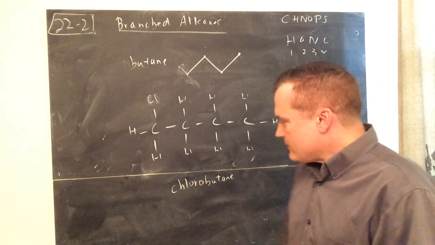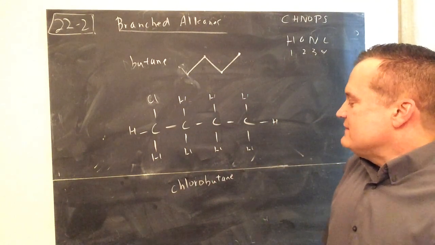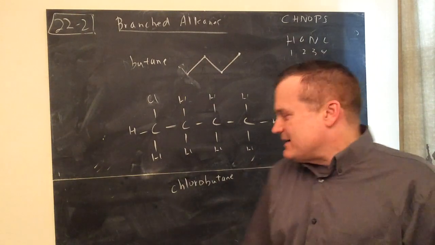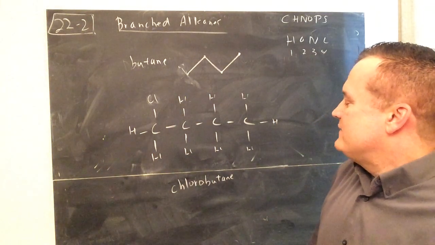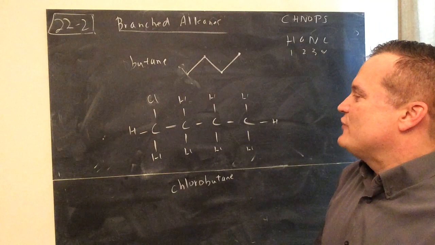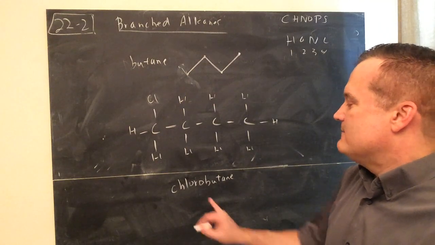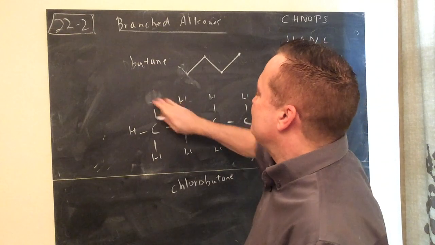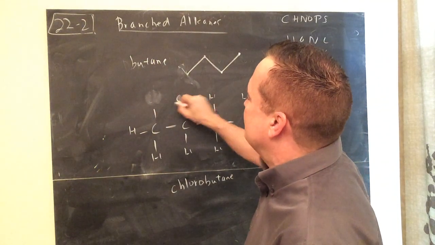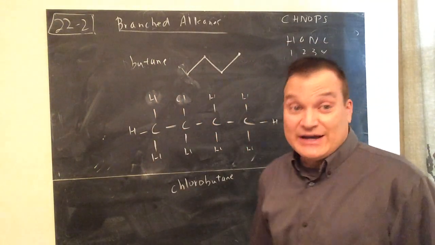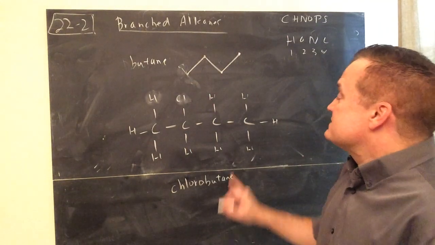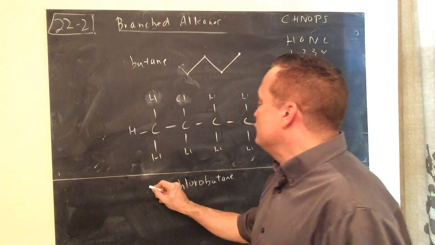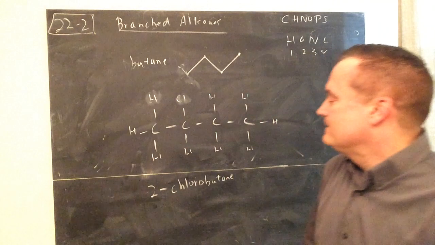Now, it would sound easy enough if you just named it chlorobutane, but there's a number system involved here that you don't really see in this drawing. Now, let me just tell you, that would be called chlorobutane. What if I put the chlorine right here instead? It could have different chemical properties. So that would be called 2-chlorobutane. 2.